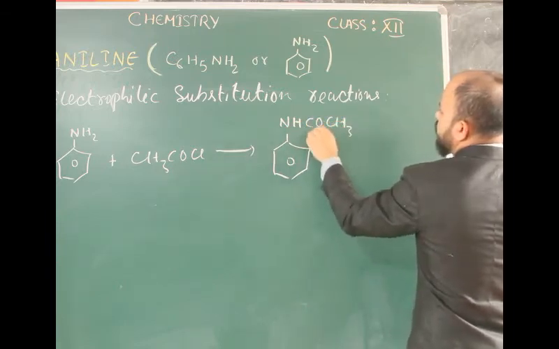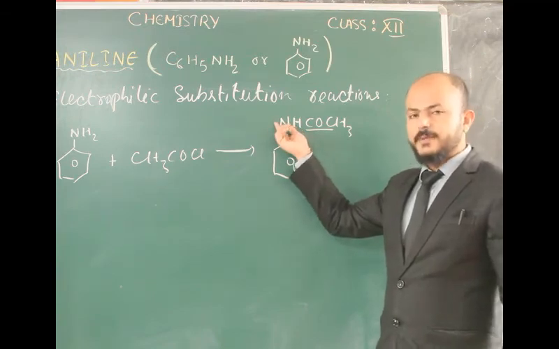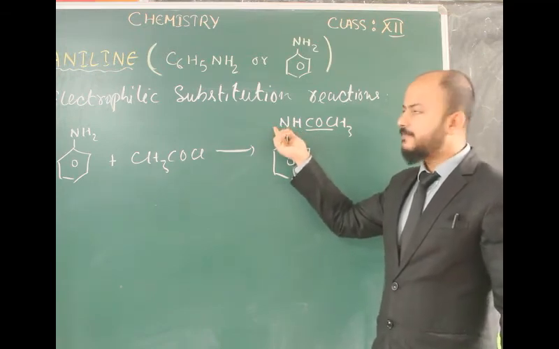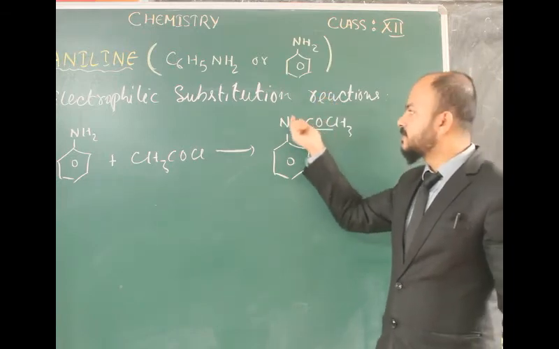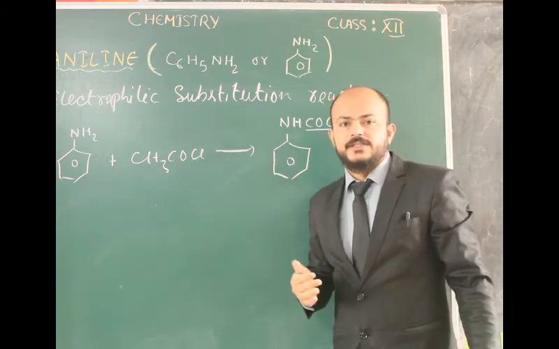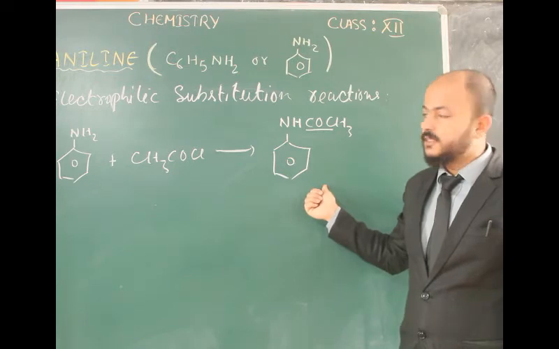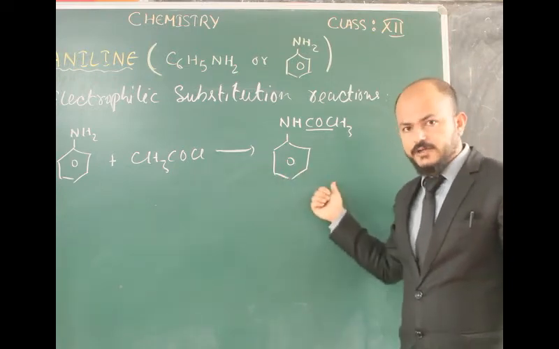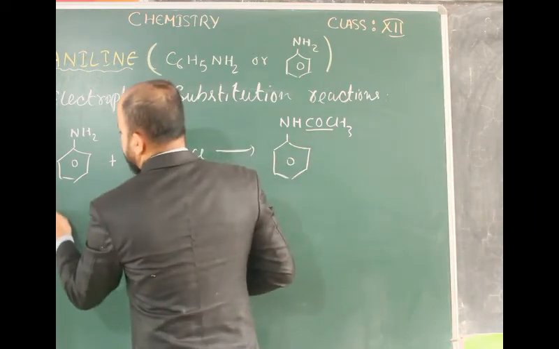Now whenever this CO group comes to the nitrogen of this aniline, what will happen? This lone pair will be pulled by C double bond O, and as a result, this benzene ring will be deactivated. This process is known as protection. Now after this you have to carry out all those reactions like halogenation.